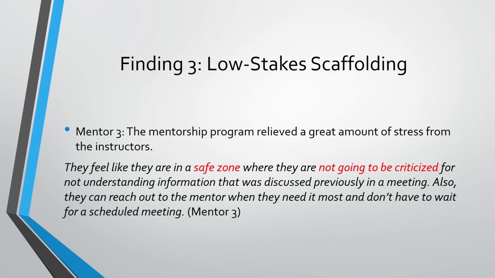And this should be finding 3. Again, it's this low stakes scaffolding. So this idea, Mentor 3 says that they feel that they're in a safe zone. They're not going to be criticized.